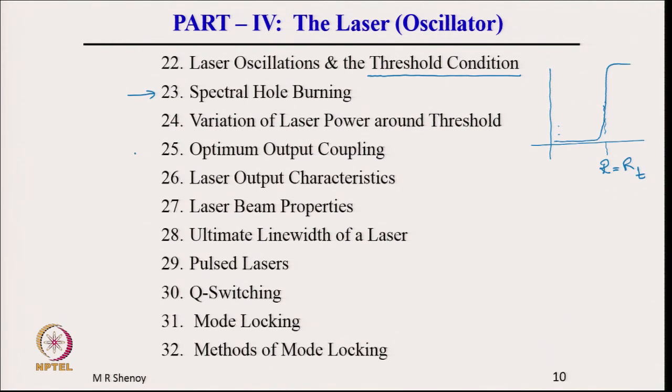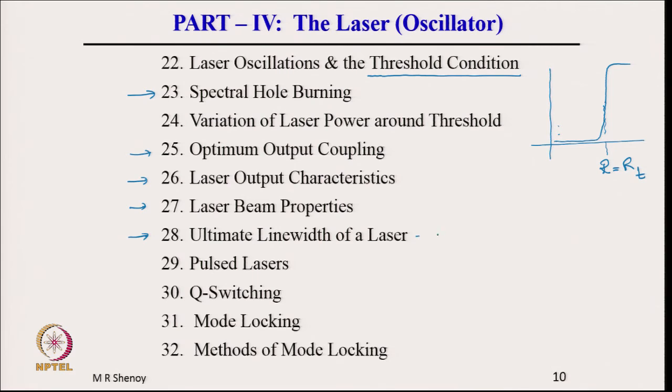And then we also discussed the optimum output coupling, which is a very important design issue in a laser, that at an operating power one can design the output coupler to have optimum reflectivity, which would give the highest output power. So, then we discussed the characteristics of the laser output, the properties of the laser beam, and also what determines the ultimate line width of a laser.